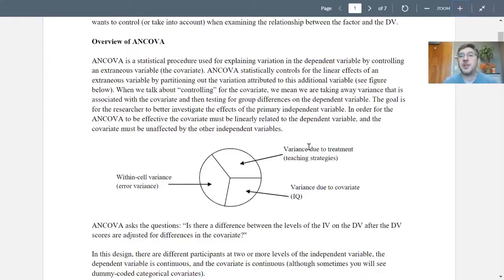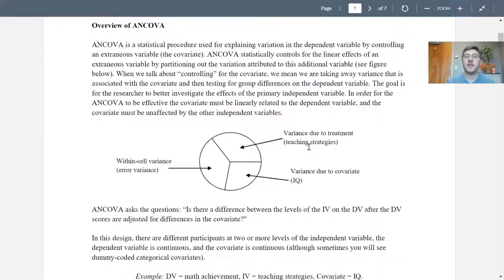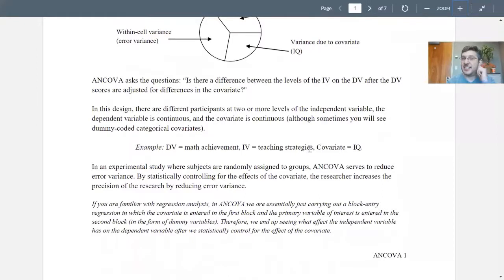When we talk about ANCOVA, you'll hear people say it statistically controls for the effects of the covariate. Controlling for the covariate means we're taking away variance that's associated with the covariate and then testing for group differences on the dependent variable. So what we're saying is, if our groups were equal on our covariate, would we see differences between these groups on the dependent variable?